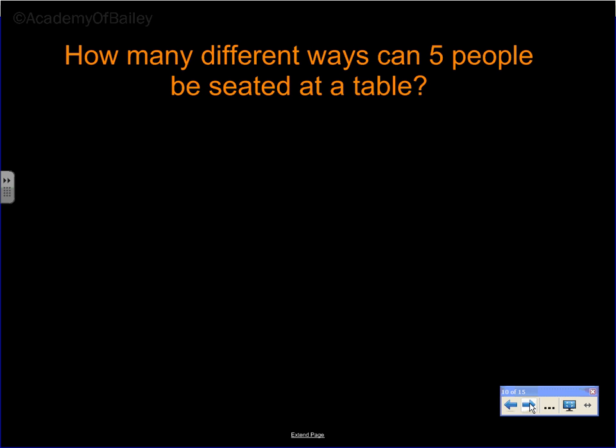So in this case, order will matter. Order will matter. Or that's a permutation. Now, how many total people are going to be sitting down? You have 5 people that'll be sitting down. Or you have 5 total people, and all 5 of those people will be sitting down at the table. And this is a permutation.